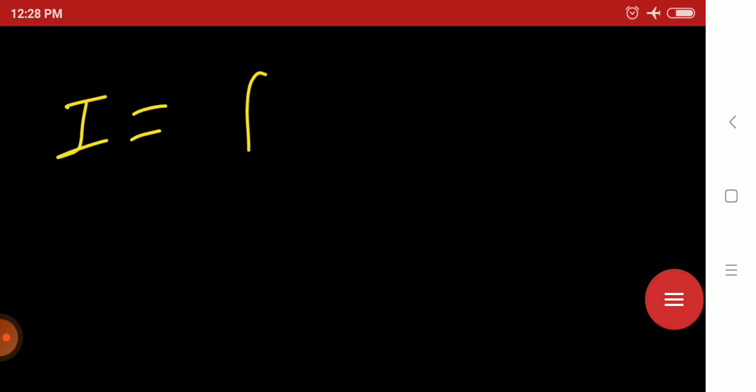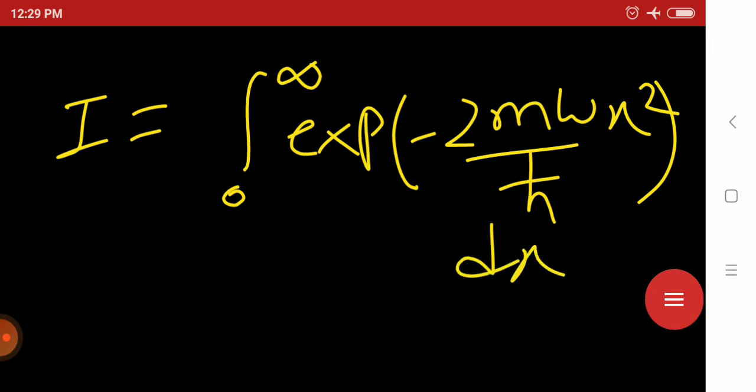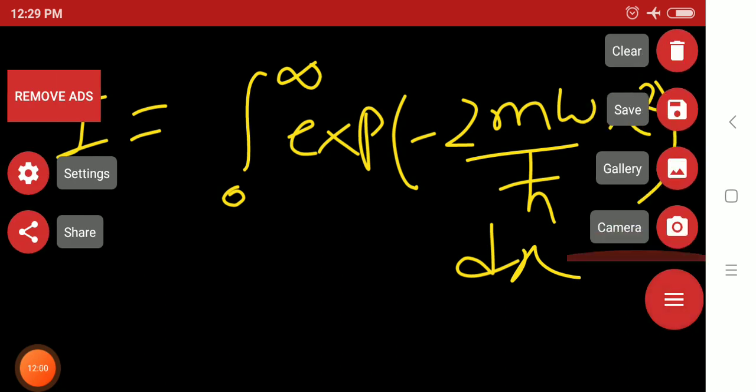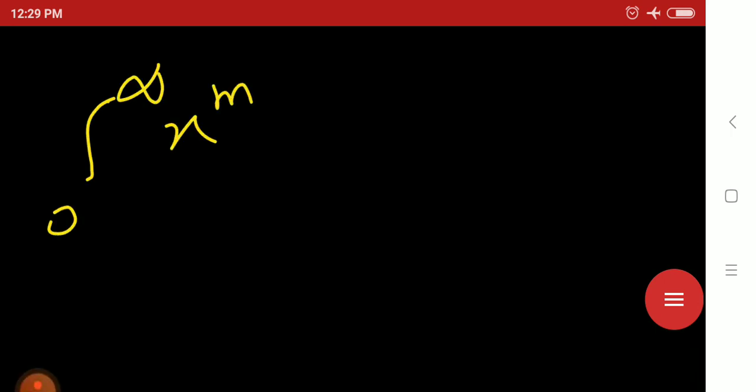And the integration is I equals integration 0 to infinity, what was that? Exponential of minus 2m omega x square divided by h cut dx. Now here you have to know a formula of integration. What is the formula of integration? A general formula is integration 0 to infinity x to the power m e to the power minus alpha x to the power n dx.